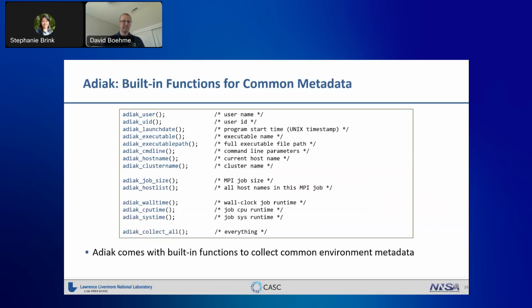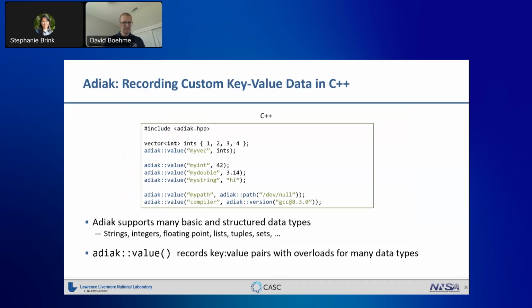There's a bunch of these built-in functions available. I'm not going to go through all of these, but you can get your executable information, information about the system, and so on. And there's a convenient shortcut that we usually use, the collect all function, that will just give you everything that ADIAK supports. The key value interface is available for C and C++, and we're working on a Python API as well, so that should be there soon.